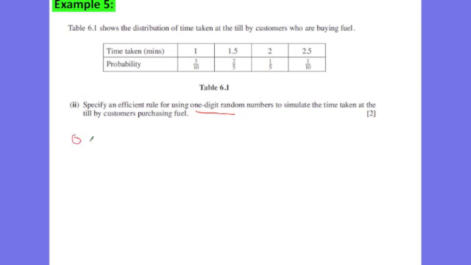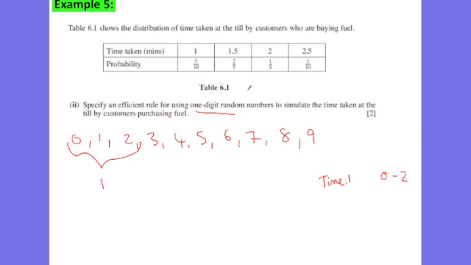So we'll write out our numbers 0, 1, 2, 3, 4, 5, 6, 7, 8, and 9. So we have 10 numbers. We can see here that 3 out of 10 take 1 minute. So here, these three values, 1. So you might want to create a table here saying time 1, 0 to 2.